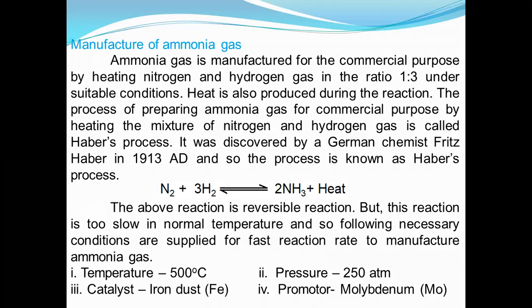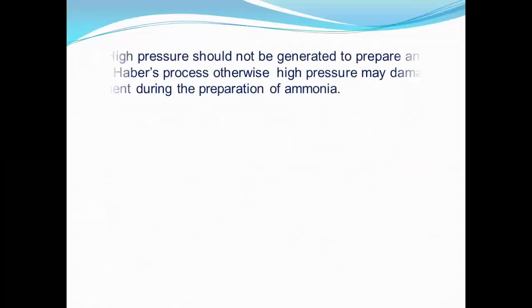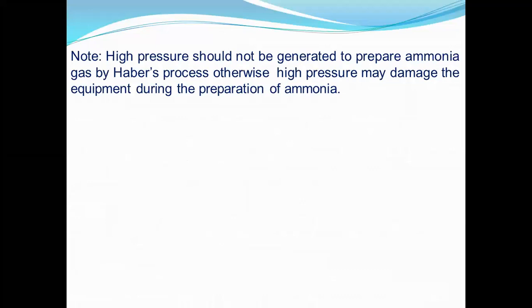Okay. After that, here it is written, high pressure should not be generated to prepare ammonia gas. No, for large scale we can generate pressure. Why 250? Why not 2000 or 2500? More than 1000. If we keep increasing the pressure more and more, then equipment may be damaged, and that's why only limited pressure, that is 250 as mentioned in our book, should be maintained there.